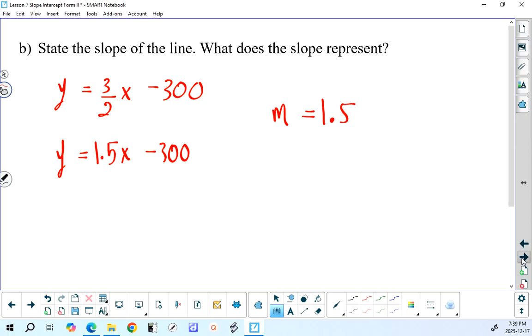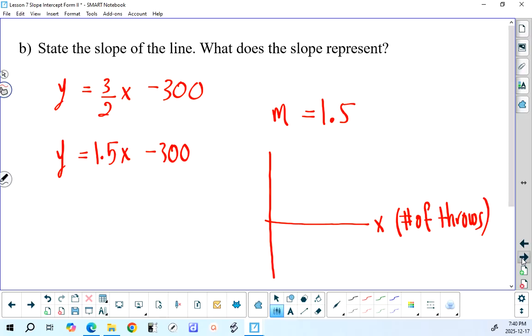What does it represent? Well, in order for you to decide what the slope represents, you need to consider the graph. I'm not saying we need to construct a detailed graph here. I'm just saying you need to consider what the graph is of. The graph is of x, which is the number of throws, and y, which is profit.